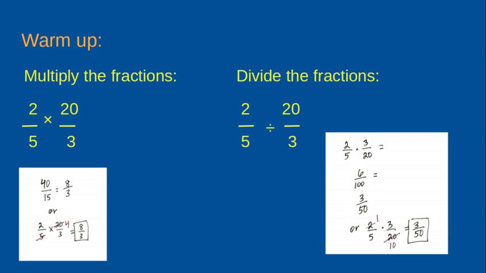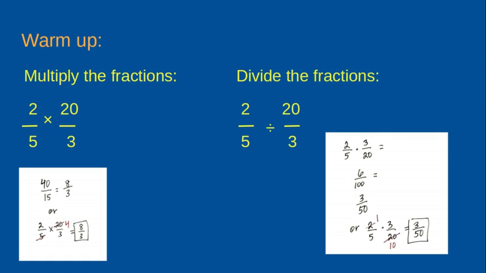Or I could do some cross canceling. I know that 20 is divisible by 5, so 20 over 5 cancels down to 4 over 1, which gives me 8/3. So I don't care what you do, multiply top times top, bottom times bottom, and then cancel, or do some canceling and then multiply. Again, top times top, bottom times bottom.